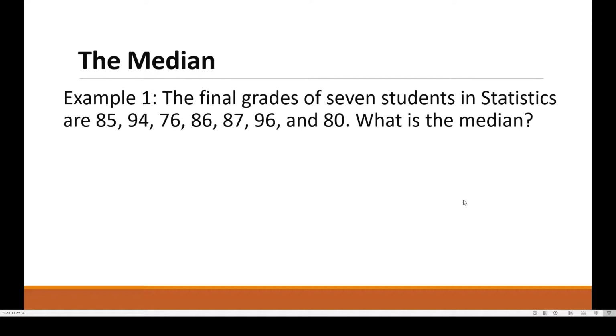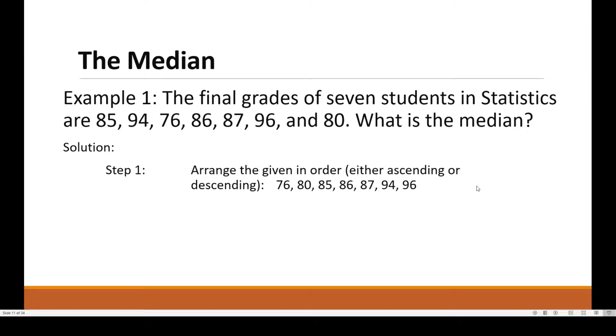For example, the final grades of 7 students in statistics are 85, 94, 76, 86, 87, 96, and 80. What is the median? First step, arrange the given data in order, either ascending or descending. In this case, I arrange it in ascending order. Step 2, find the position of the median, where n is equal to 7.